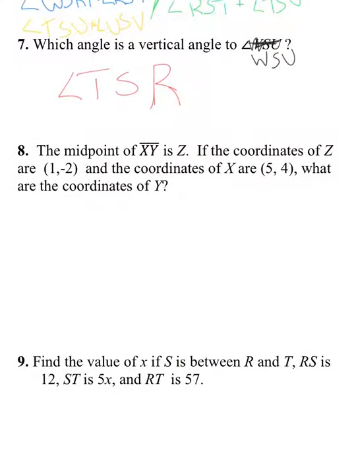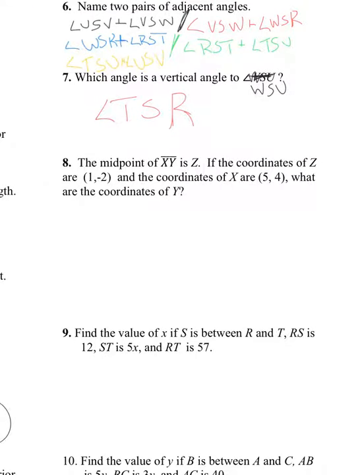Number 8, the midpoint of XY is Z. If the coordinates of Z are 1, -2, and the coordinates of X are 5, 4, what are the coordinates of Y? So this was not on the quiz, but I did tell you in the practice we did that it would be on the test, and here it is. So it's not find the midpoint, it's I know the midpoint. I know one endpoint. I need to find the other endpoint, which we'll call X2, Y2.